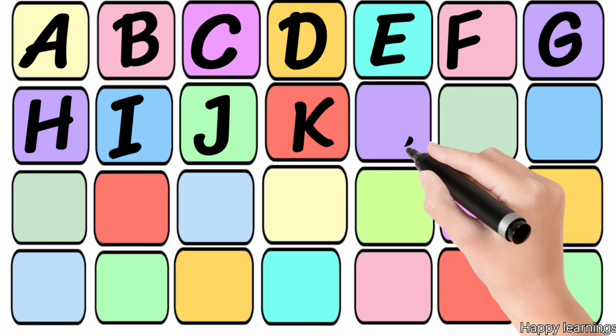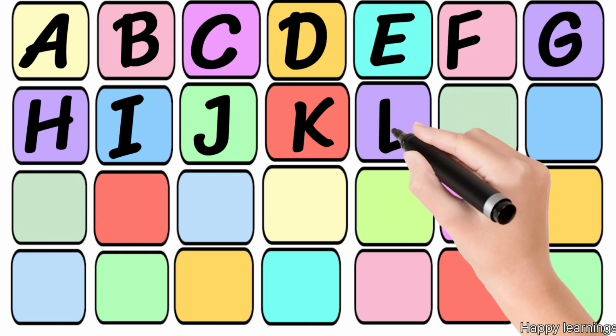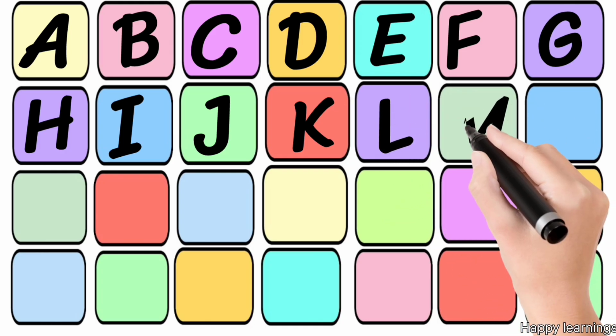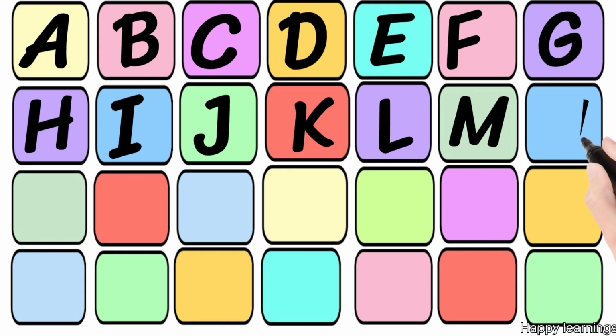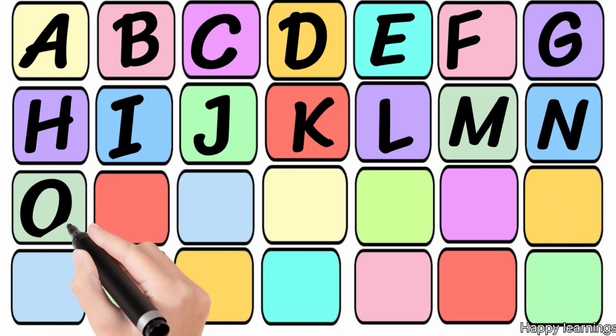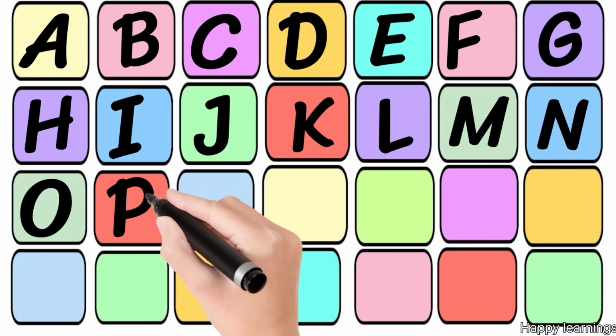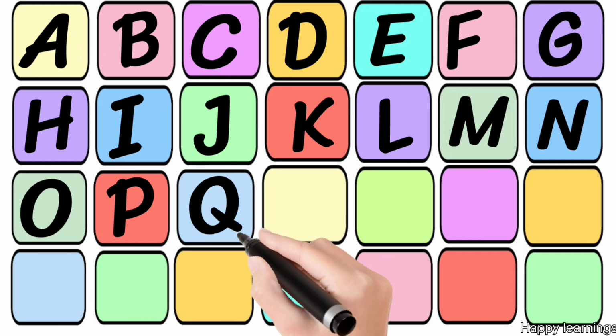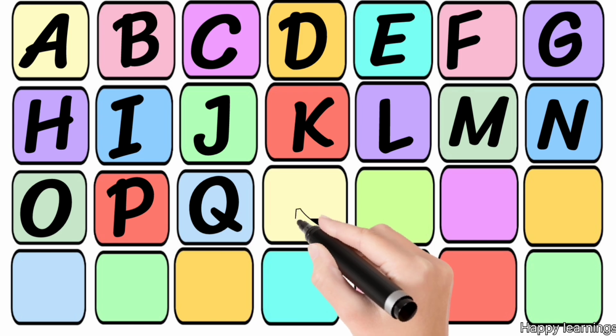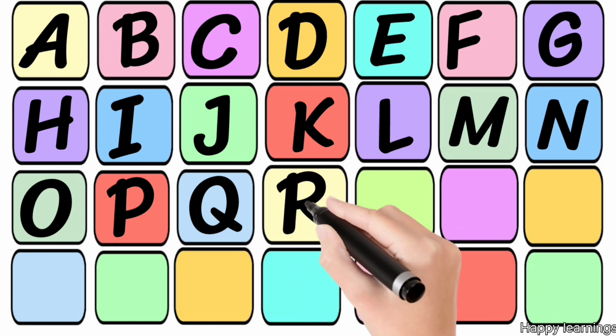K for kite, L for lion, M for monkey, N for nest, O for owl, P for peacock, Q for queen, R for rabbit.